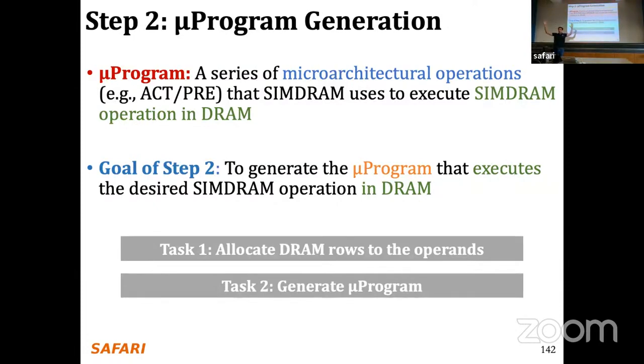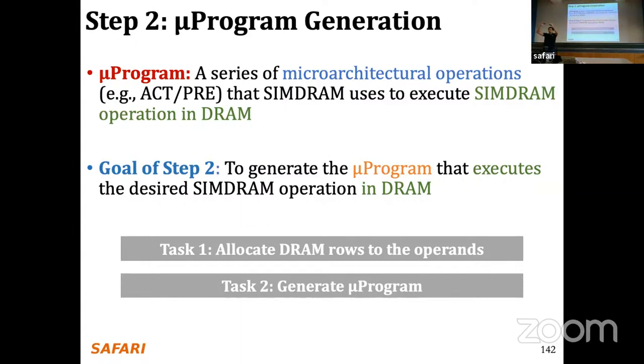Remember that in the whole subarray, we have many rows that are just called data rows. They just store data as done conventionally in DRAM. And then we have a set of special rows that are called compute rows, and are connected to this special row decoder that can activate three rows at the same time. That's what we have. So now, if we have our original source data, or input operands, in certain data rows, we have to copy them to the compute rows.